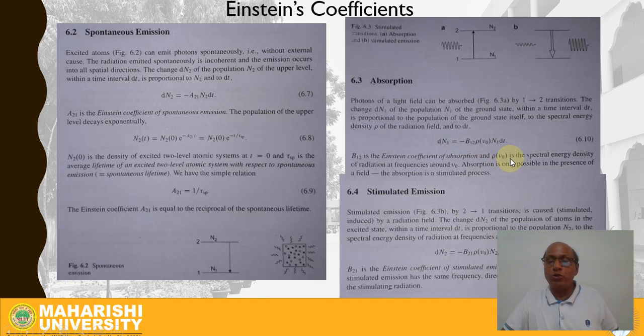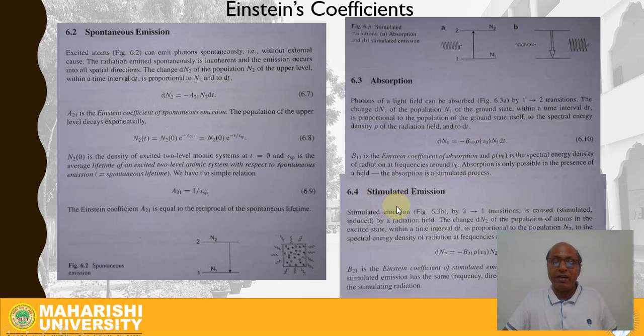And rho nu 0 is the spectral energy density of incoming radiation. Now this absorption is only possible in the presence of the incoming radiation. So we have to call it a stimulated absorption, unlike the spontaneous process. In the spontaneous process, no incoming radiation was there. The atom was transiting from 2 to 1 on its own, depending upon its spontaneous lifetime. In case of absorption, it was doing it because of the incoming radiation, so it is a stimulated process.